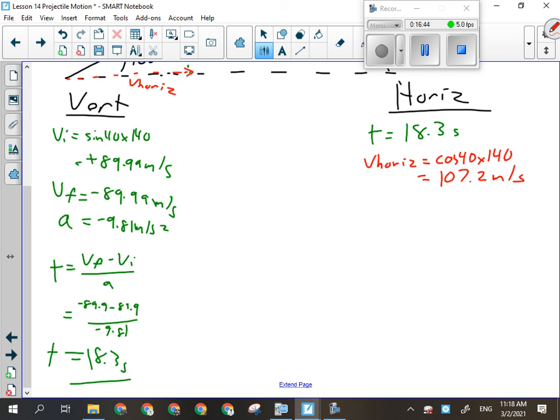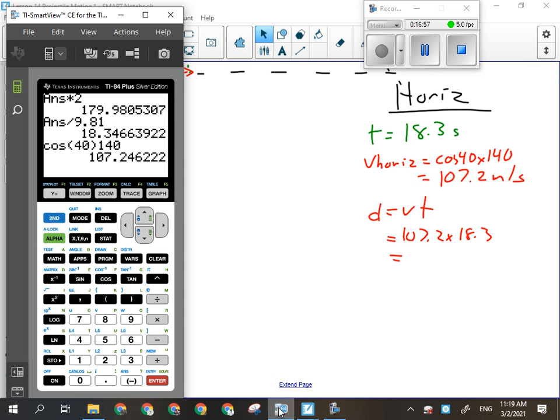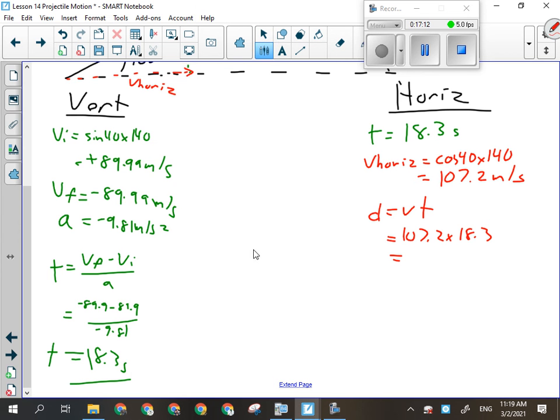Now that we have both of those things, we can calculate what the horizontal distance traveled will be, V times T, so that's 107.2 times 18.3 seconds. All right, the cannonball travels almost 2 kilometers. In fact, when we round it to 2 significant digits, it is 2 kilometers for the horizontal distance traveled.